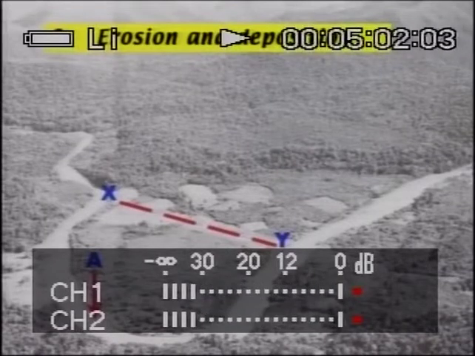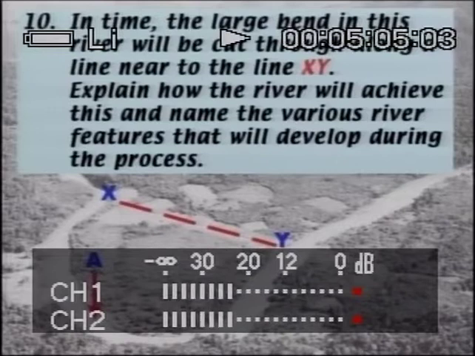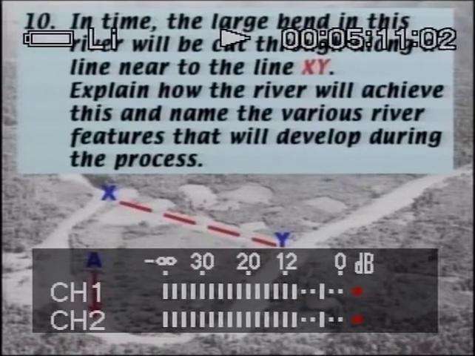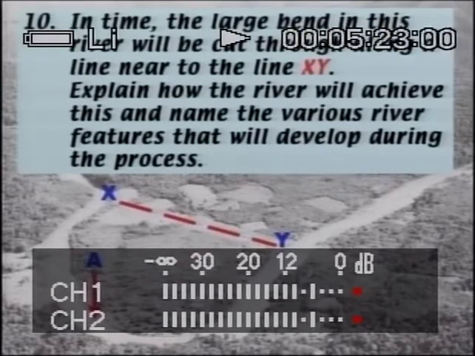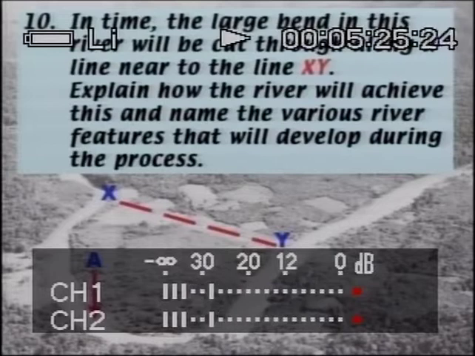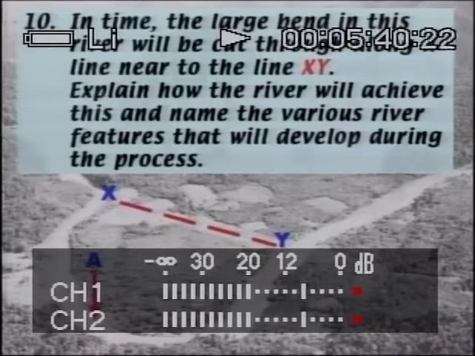Okay, let's move on to question number 10 from your revision. It reads, in time, the large bend in this river will be cut through along a line near to the line XY. Explain how the river will achieve this and name the various river features that will develop during the process. One student to answer this question. The continuous erosion on the concave bank cutting through the neck will form an oxbow lake.